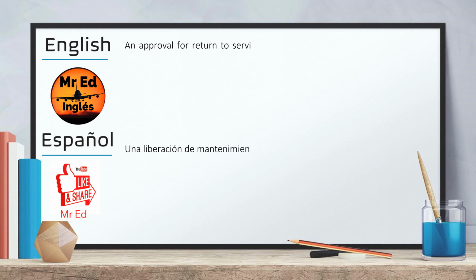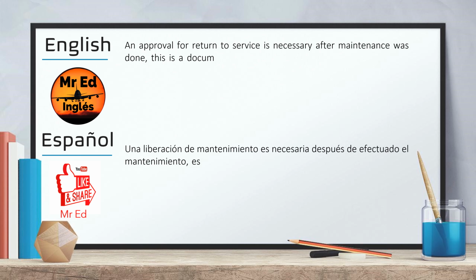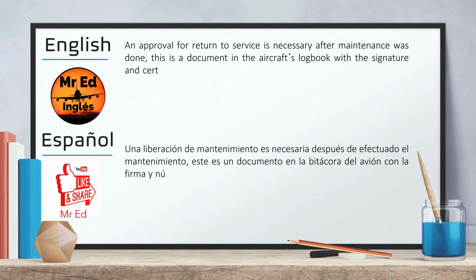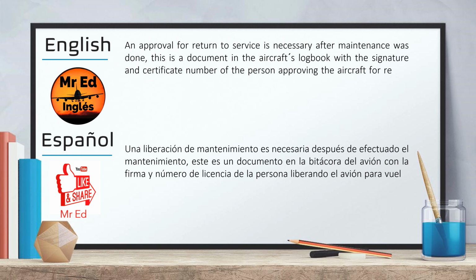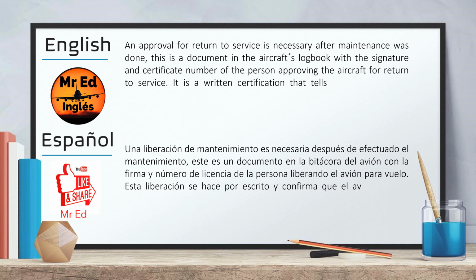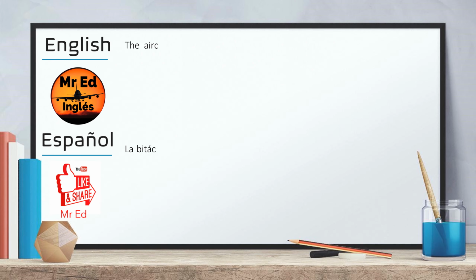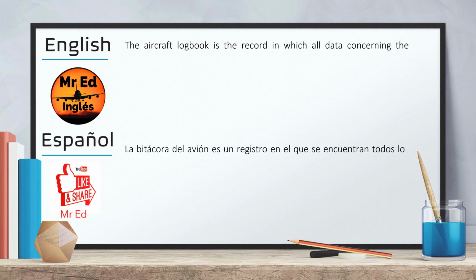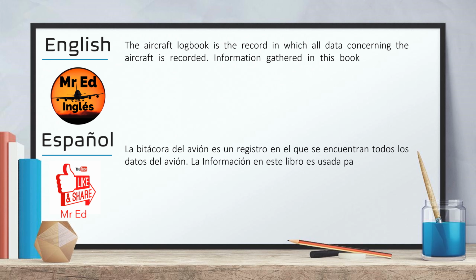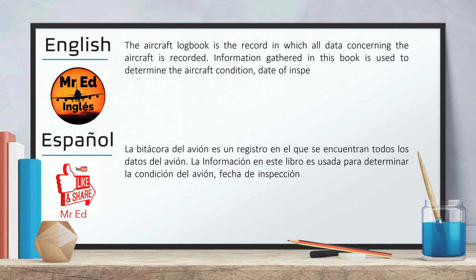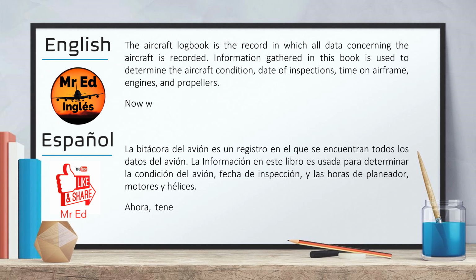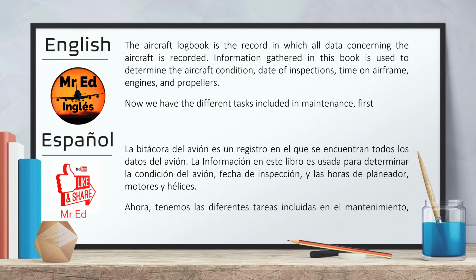An approval for return to service is necessary after maintenance was done. This is a document in the aircraft logbook with the signature and certificate number of the person approving the aircraft for return to service. It is a written certification that tells you the aircraft is airworthy and ready to fly. The aircraft logbook is the record in which all data concerning the aircraft is recorded. Information gathered in this book is used to determine the aircraft condition, date of inspections, time on airframe, engines, and propellers. Now we have the different tasks included in maintenance.